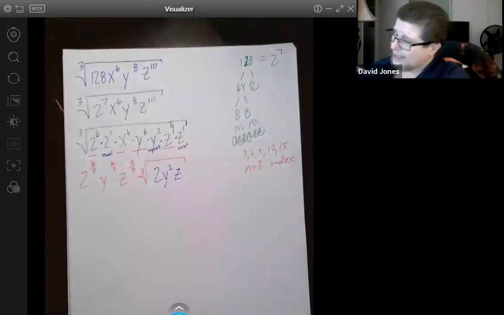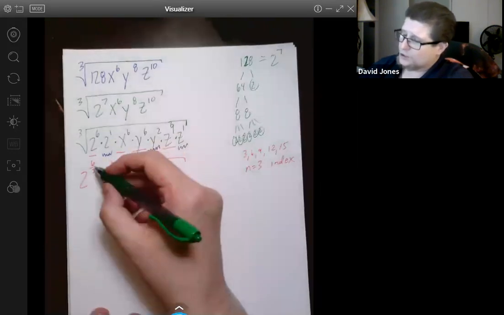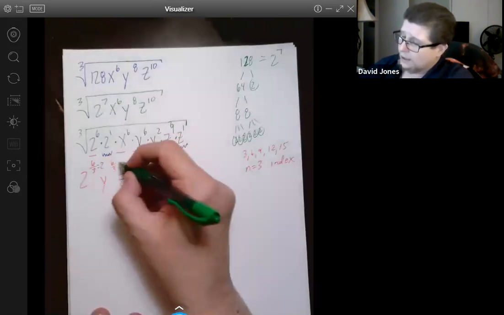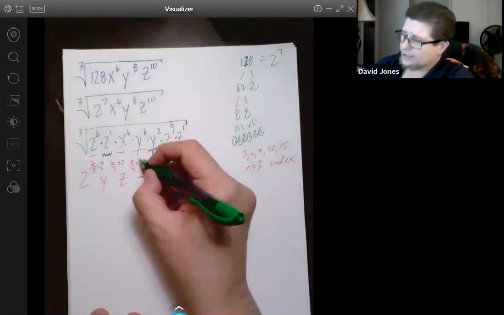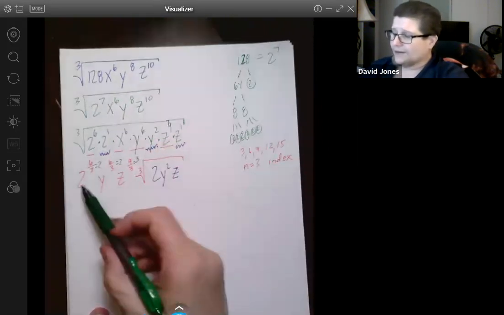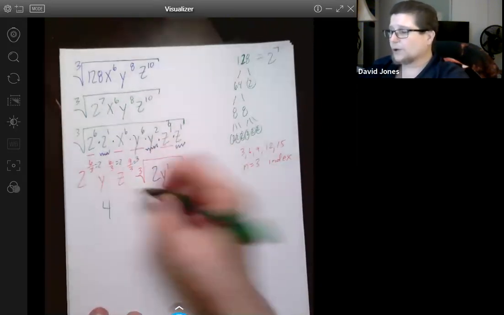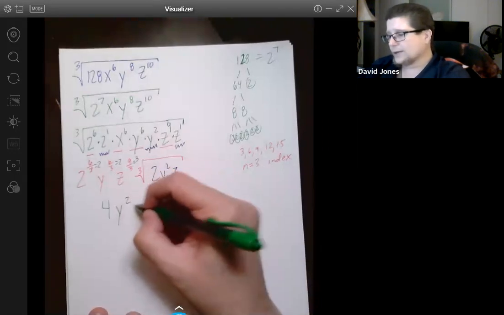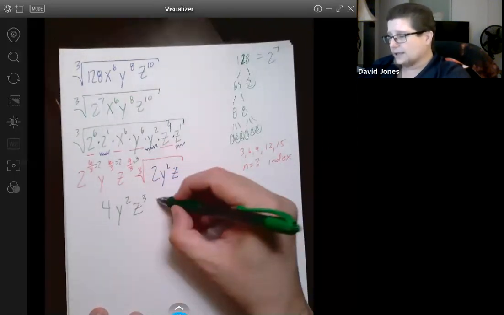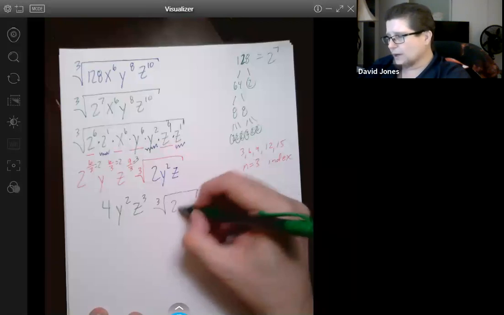And when I clean that up, 6 divided by 3 is 2. 9 divided by 3 is 3. So I've got 2 squared. 2 squared is 4. x squared y squared z cubed. And then the cube root of 2y squared z.